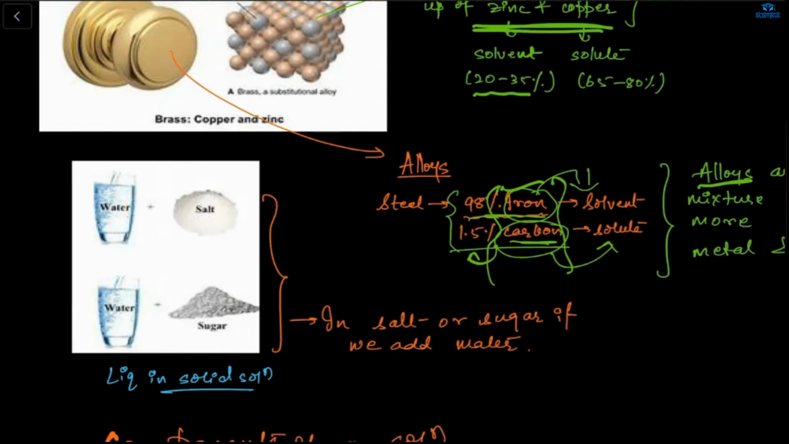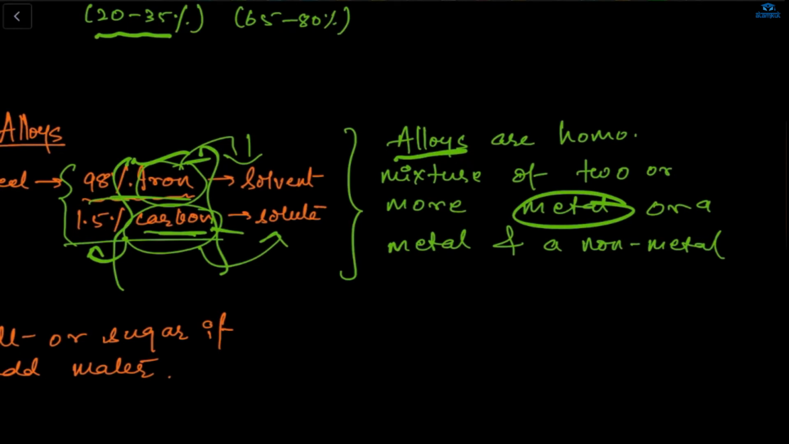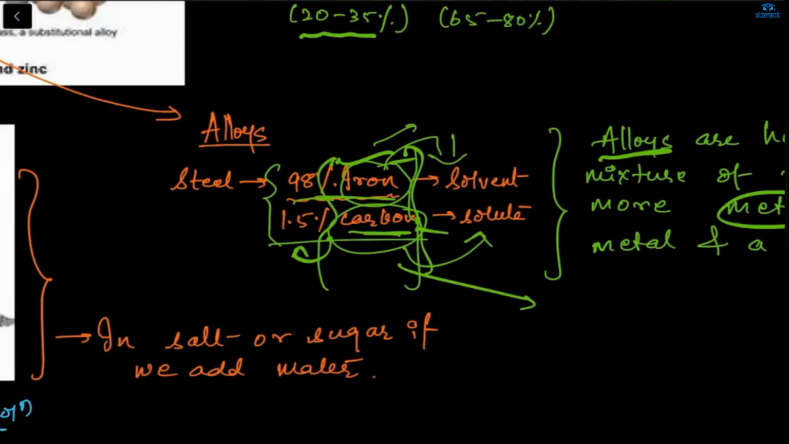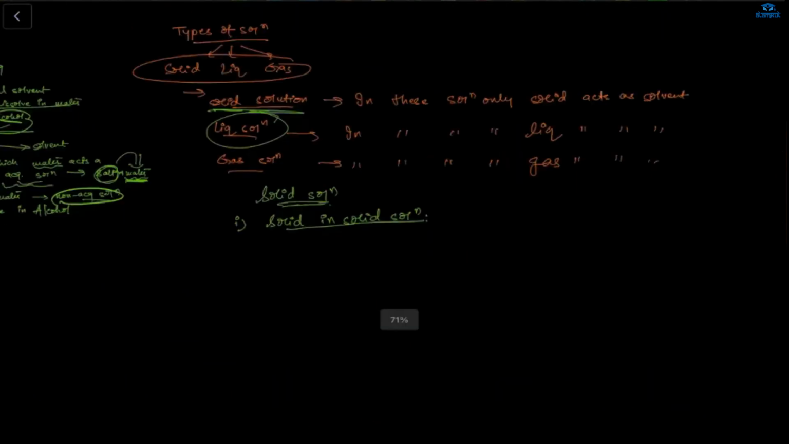Here you take the example of alloy, because alloy is the solid in solid solution: iron is solid, carbon is also solid, and alloy is a mixture of two or more metals. Iron is a metal and carbon is a non-metal, and this is a solid in solid solution. Okay, everybody got it? Yes, ma'am. So solid in solid solution is done.